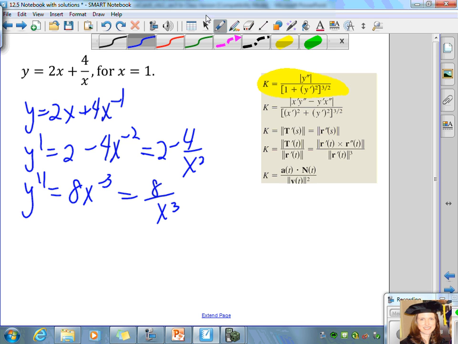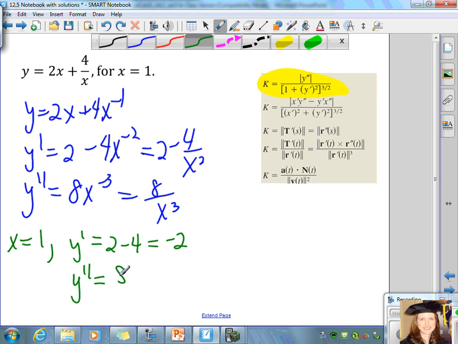Now we can plug in for x equals 1, we can determine the value for y prime and y double prime. At x equals 1, y prime is equal to 2 minus 4 over 1 squared, 2 minus 4, which is equal to negative 2. And y double prime would equal 8 over 1 to the third, so that would equal 8.